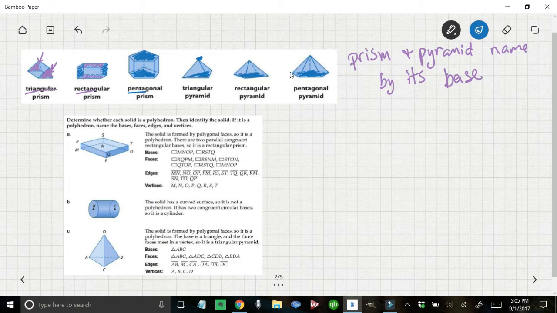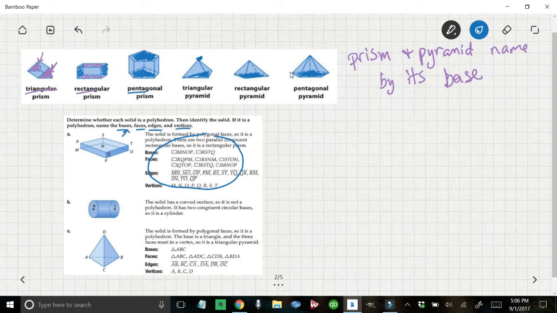Okay, I'm going to change some of the directions that are found in your book so we don't have to have answers that are like a half a page long. I'm going to have you guys change these directions to just tell me how many bases, faces, edges, and vertices there are, and then I'm going to have you name what the base is too.